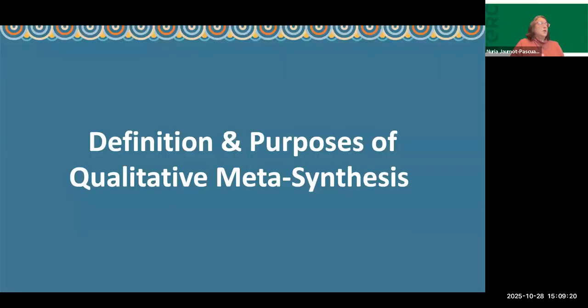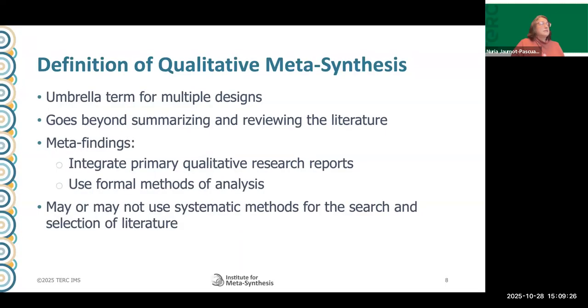So we'll begin with definitions and purposes of qualitative metasynthesis. Qualitative metasynthesis is an umbrella term referring to a variety of study designs that synthesize qualitative literature. There are, in fact, over 20 designs that include meta-ethnographies, thematic synthesis, critical interpretive studies, to name a few.